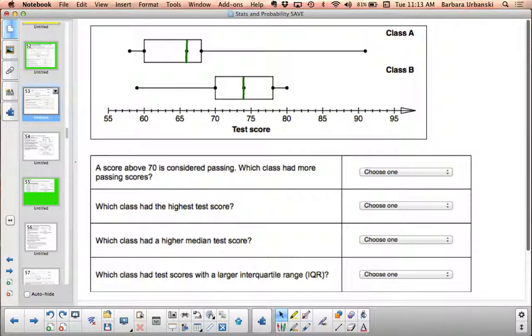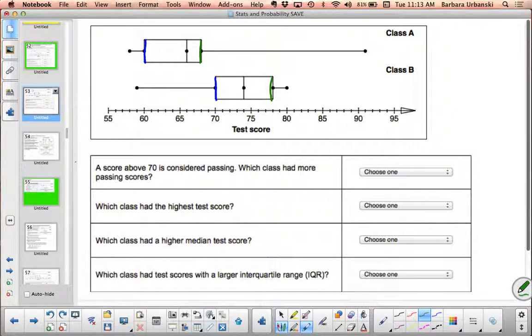And now this is the tricky one. Which class had test scores with a larger interquartile range? Now, this is something we have to know by definition. Interquartile range. We're going to take a look. This is your lower quartile, or Q1. And then we have our upper quartile, which is the far right of our rectangle. And we need to know what a range is. A range is going to be the difference between the highest value and the lowest value.